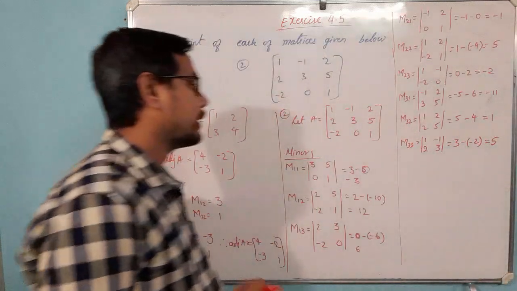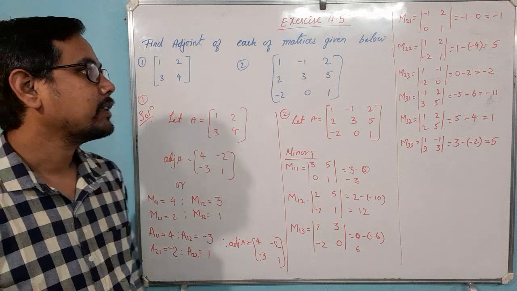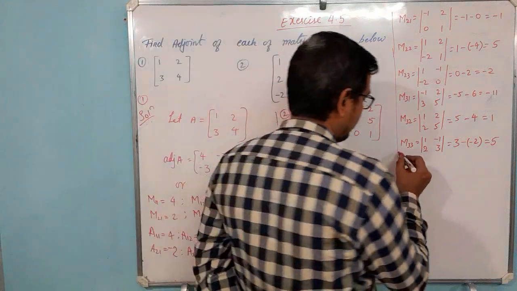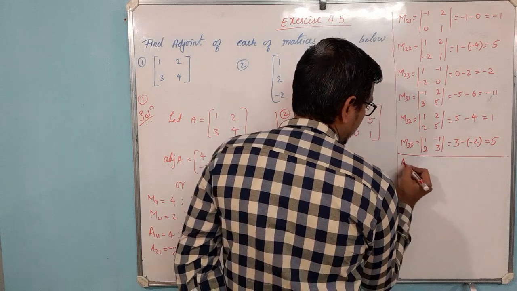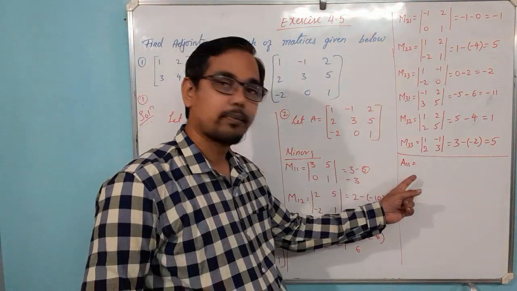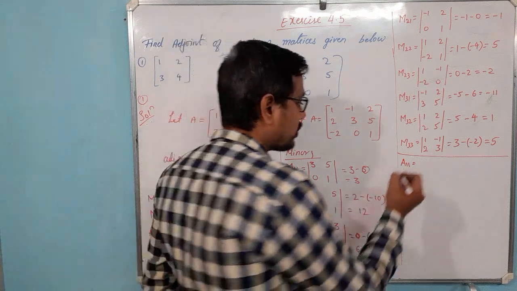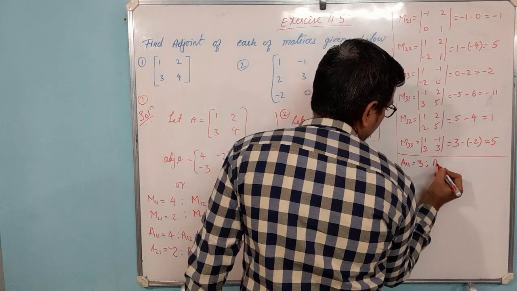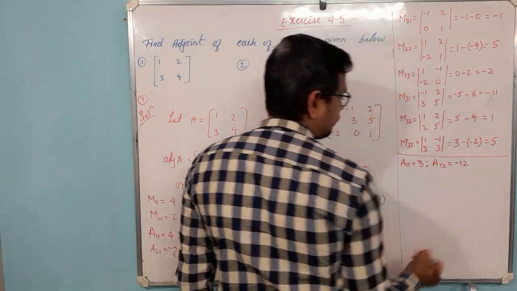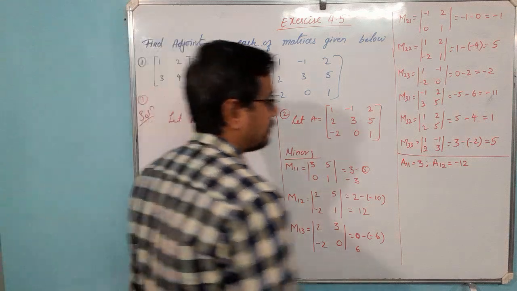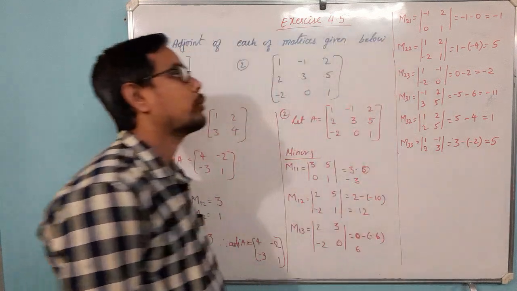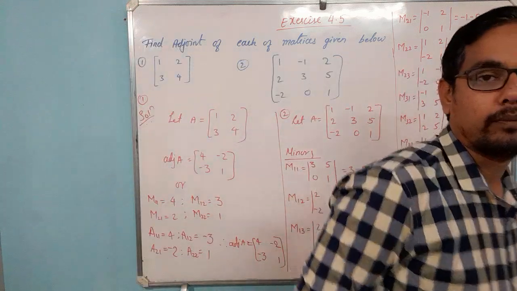So now we have got all the minors, right? Now we need to calculate the cofactors. So how to calculate cofactors? A11. What is A11? See, 1 plus 1 is 2, that is even, so it will be equal to 3. A12 is minus 12, right? Or do nothing, just make a note of this, then we can continue with the problem.